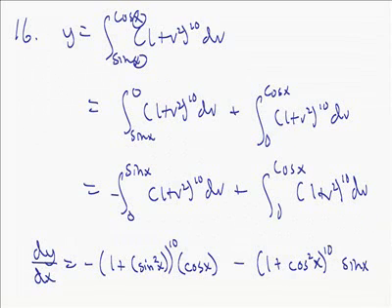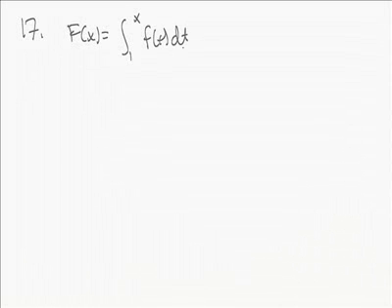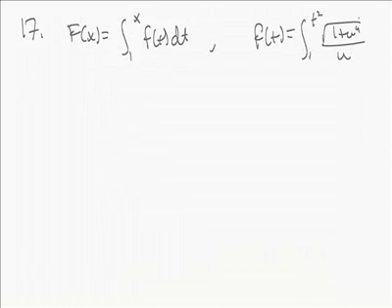Not that bad. Now, the last one I want to look at and just set up for you at least is number 17. Here you have to take a couple derivatives. We have that capital F of x is equal to the integral from 1 to x of f of t dt. And we're told that f of t itself is actually an integral from 1 to t squared of the square root of 1 plus u to the 4th over u. We want to find capital F double prime of 2.